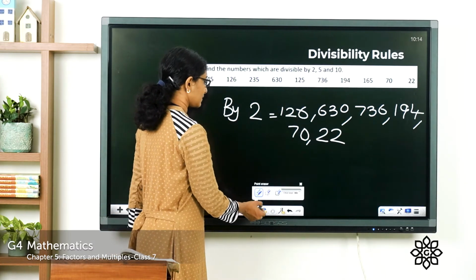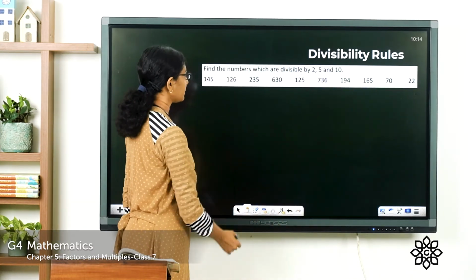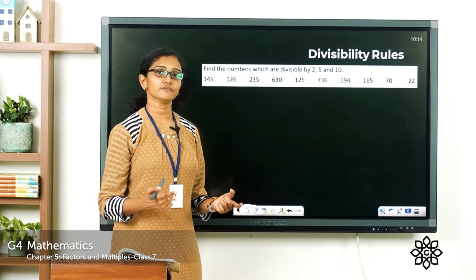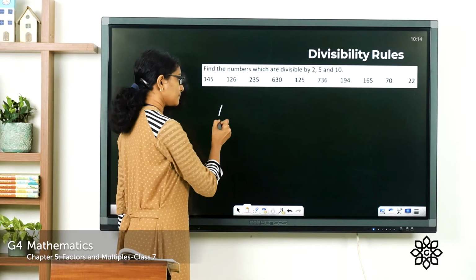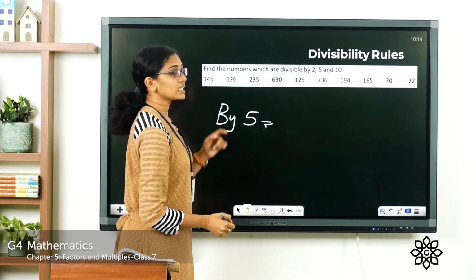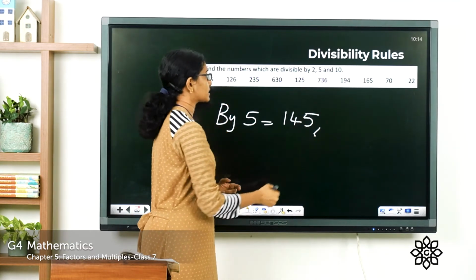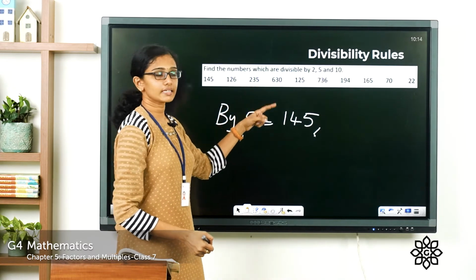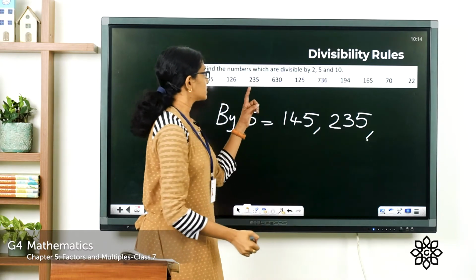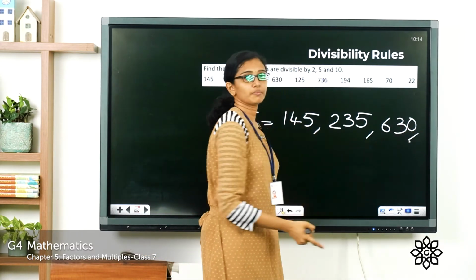So let's see the divisibility by 5 now. Which are the numbers which are divisible by 5 here? For a number to be divisible by 5, it should end in either 5 or 0. So with that in mind, let's see the numbers which are divisible by 5. 145. It has a ones digit 5, so it will be divisible by 5. What about 235? Yes, 235. Now 630. It has a ones digit 0, so it will be divisible by 5.